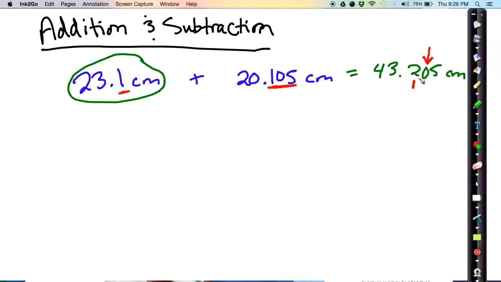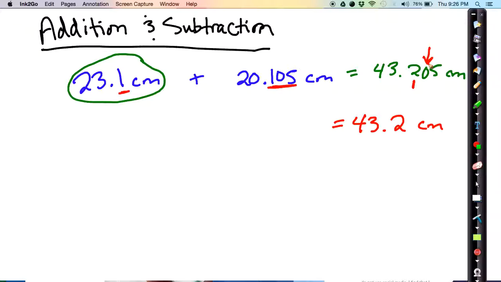So I've got a 0, and because that's less than 5, we're going to keep this as a 2. We're going to round our answer to 43.2 centimeters. So there are varying schools of thought on how to round up or down based on the next digit or sometimes the next two digits. We're going to keep it really simple in this class.